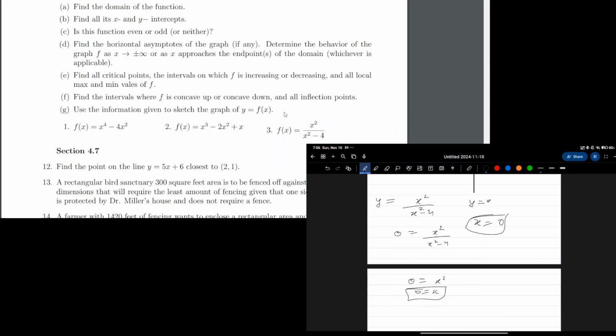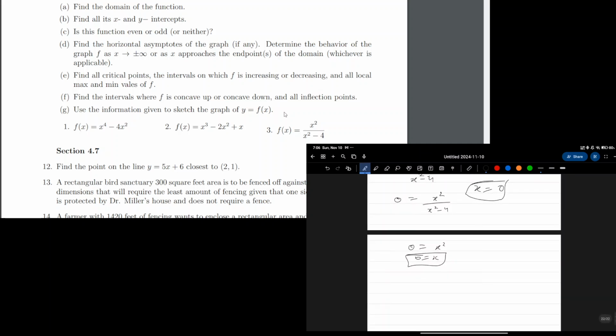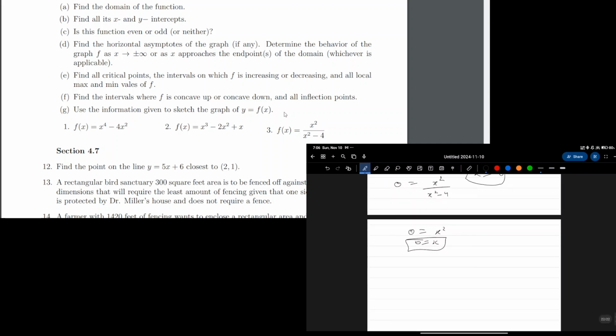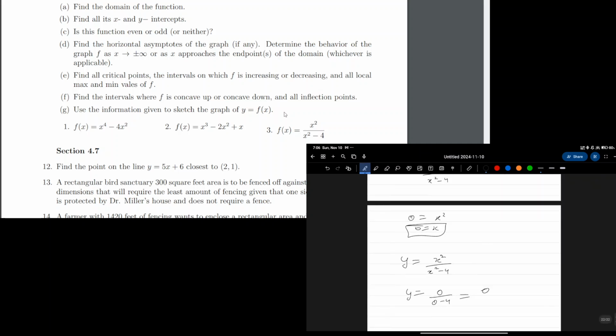All right, now my y-intercept, what's the value of x at my y-intercept? 0 again. Perfect. So I'm going to again use that to my advantage. So y equals x squared over x squared minus 4, and if I plug in x equals 0, y equals 0 over 0 minus 4 equals 0, right? So my y-intercept is also 0.